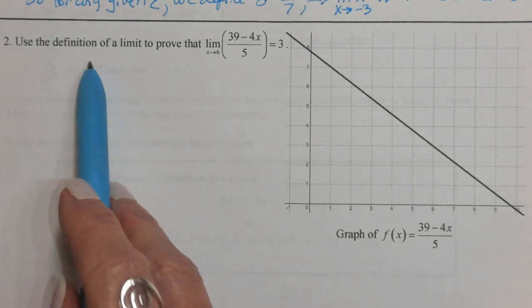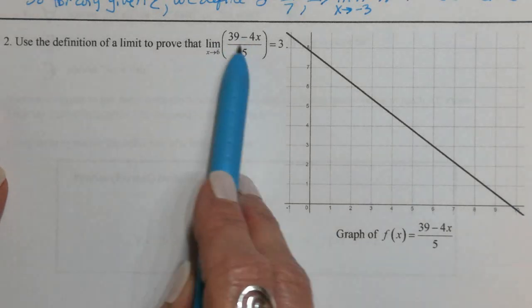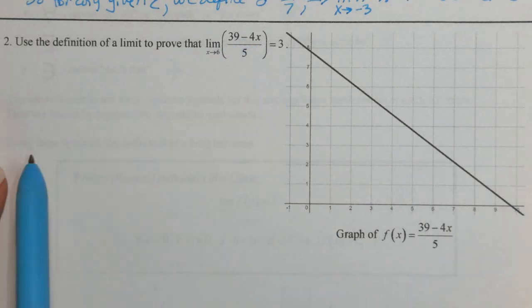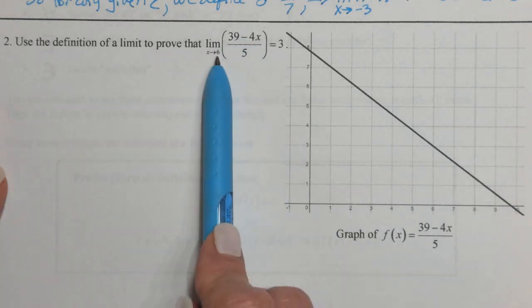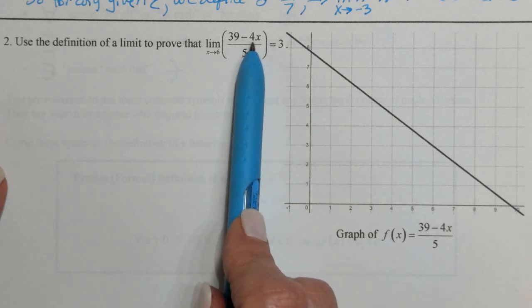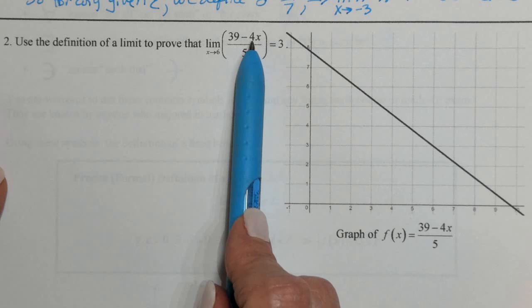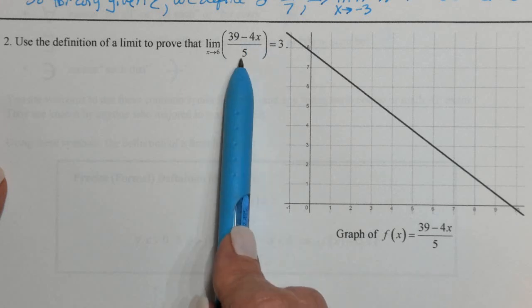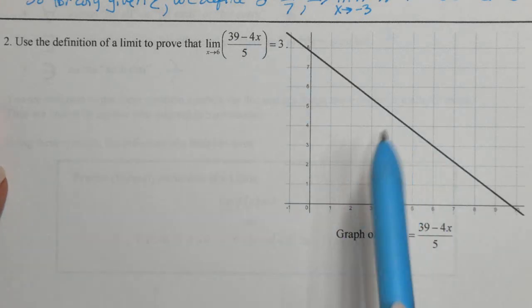Let's use the definition of a limit to prove that this limit is equal to 3. So I know if I just plug in 6 for x, we'll have 39 minus 24. 39 minus 24 is 15, and 15 over 5 is 3. So I know that this is true.